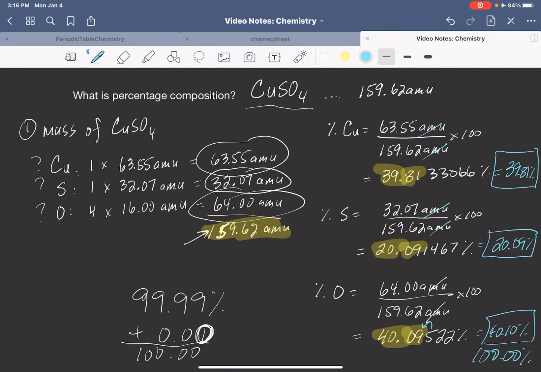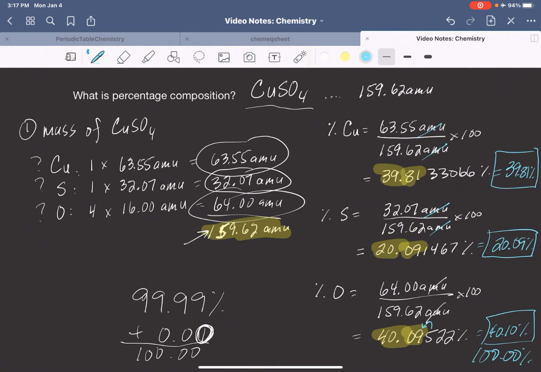Now, the good news about this is it doesn't matter what your sample size is. What I mean by that is it doesn't matter if we had 1 gram of copper 2 sulfate or 10 grams of copper 2 sulfate, a million grams of copper 2 sulfate. The percentage, by mass, would always be this much.